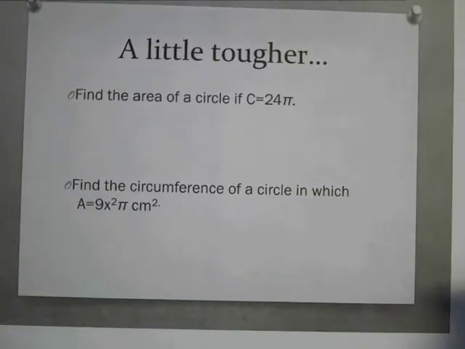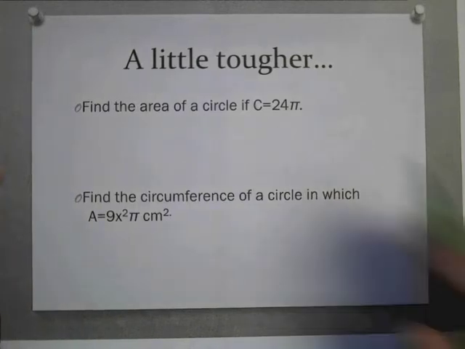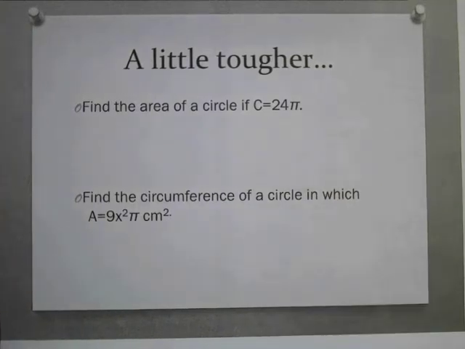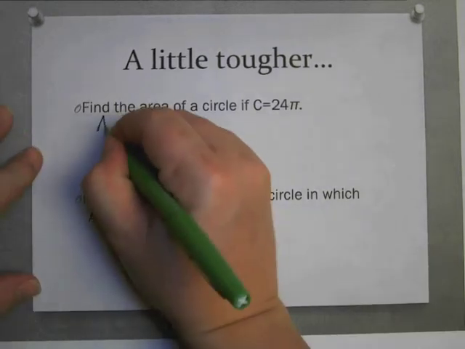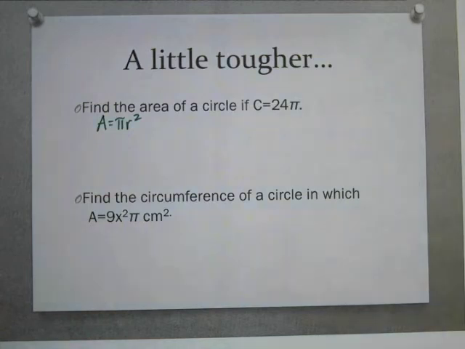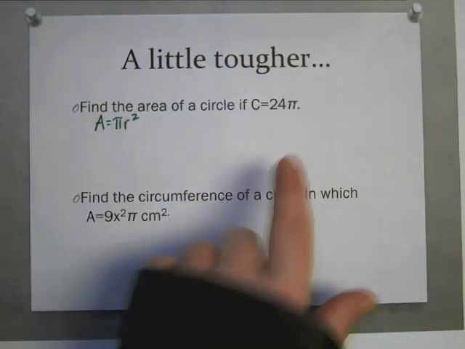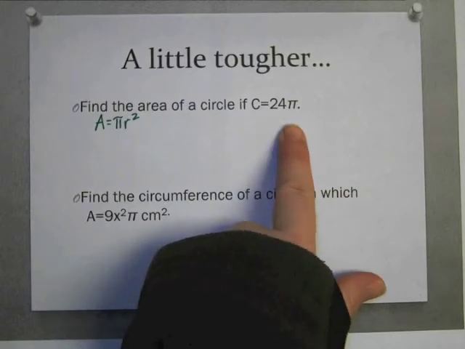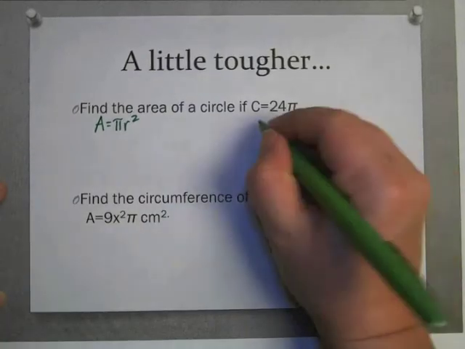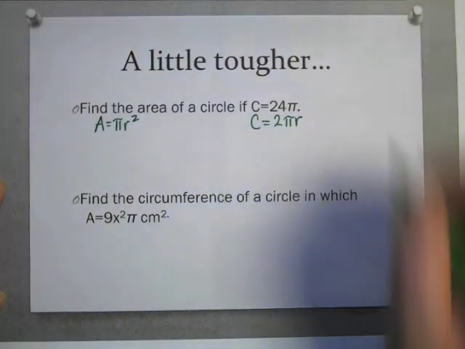All right. A little tougher this time. We know we want to find the area, but we know the circumference. Okay? Well, if I want to find the area, I know I'm going to have to use the formula pi r squared, the area of a circle. What do I need in order to find the area? Well, I need the radius. If I know the circumference, can I find the radius? Well, yeah, because we know that circumference is equal to 2 pi r.